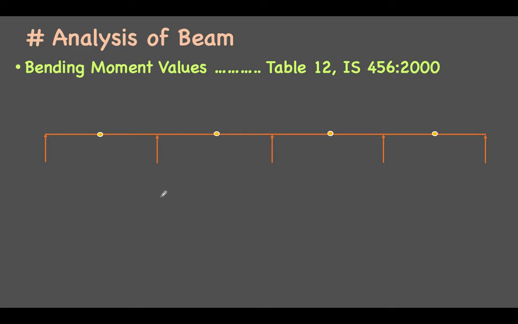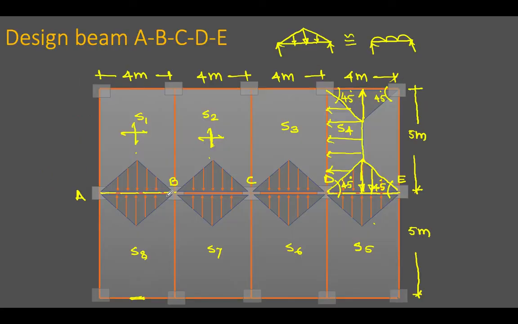For analysis of beam, we can see the beam which we have considered has the same span, 1, 2, 3, 4, 4 spans, and each span is 4 meter. So span variation is less than 15%. At the same time, it is surrounded by the slabs which give the same load on the beam. Whether I consider S1, S8 or S2, S7, it gives the same load on span AB and span BC.